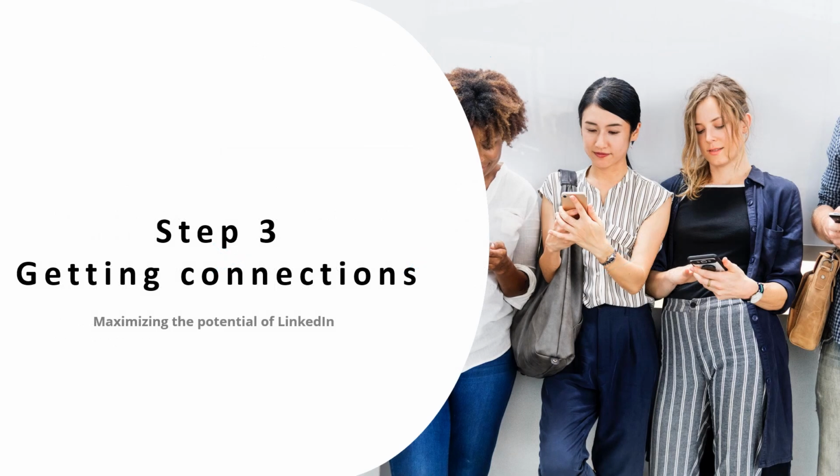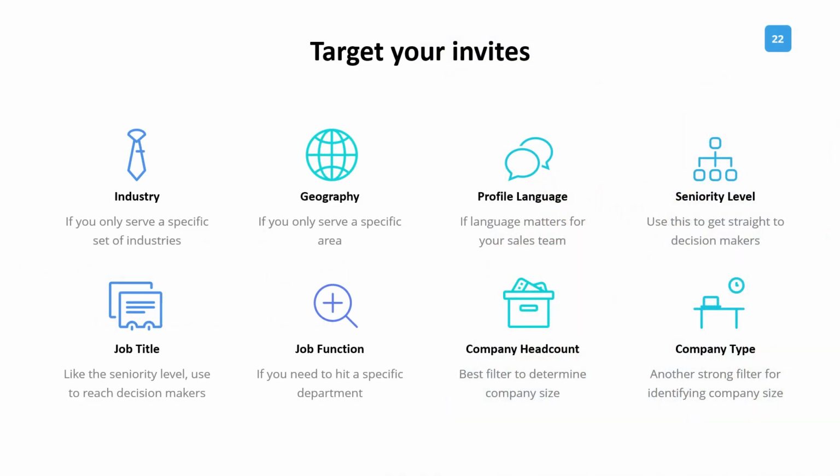Now let's really get into the lead generation elements now that we got the foundational pieces in place. So we're going to focus on getting connections and maximizing LinkedIn's true potential. Number one, we need to target our invites. LinkedIn has the ability to target across multiple different avenues. So really narrow down your search for your prospects to industry, geography, profile language, seniority level, job title, job function, company head count, company type, or anything in between that makes logical sense for you to narrow off of. Because if you cast too wide of a net, you won't actually bring anyone any value.